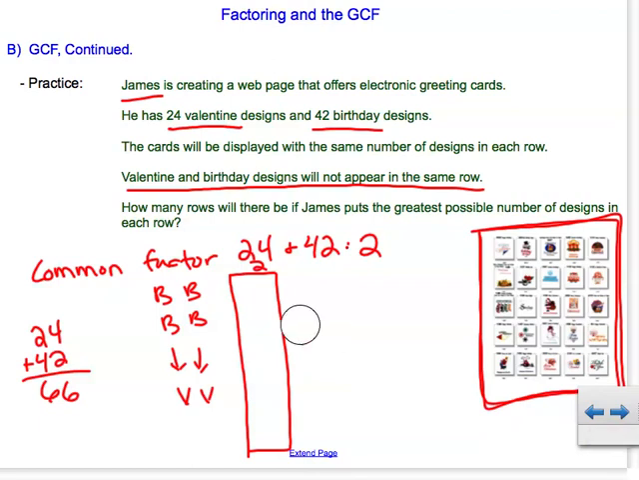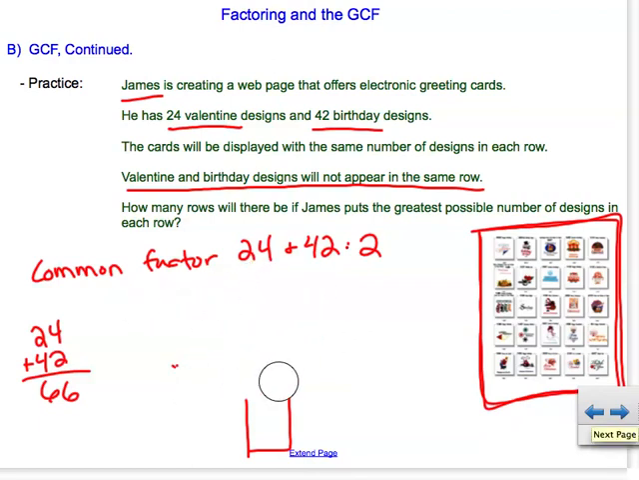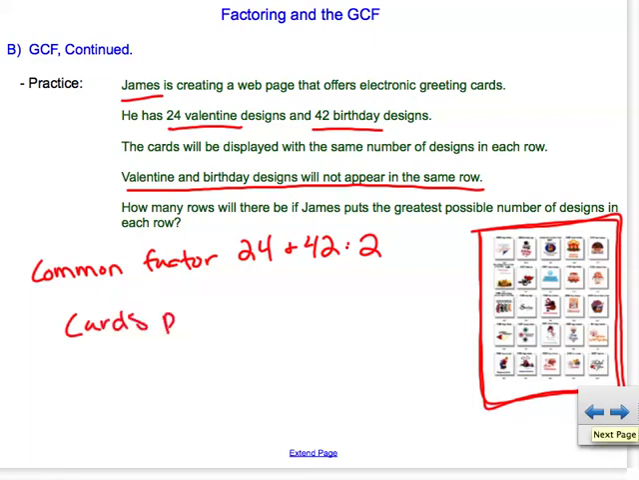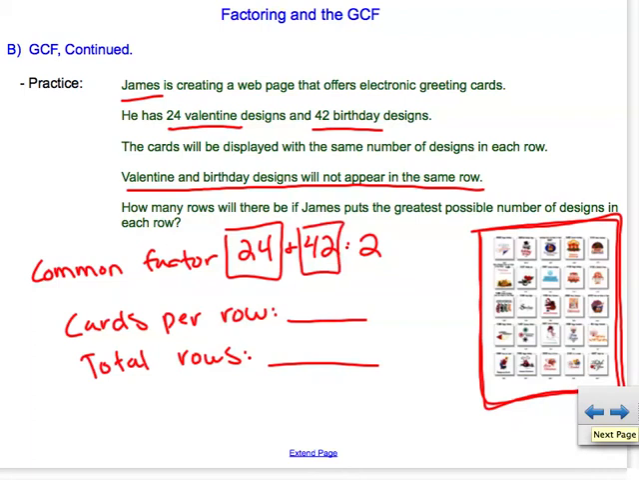Okay, so let's look for some common factors that might be larger. How do you guys think this is going to work? Why don't you try it? Why don't you come up with a guess of how many cards per row and how many total rows he'll need on his page. You may want to draw a picture, you may want to draw a diagram, but this is a question of looking for the greatest common factor. That might be a hint. So give it a try and come back.